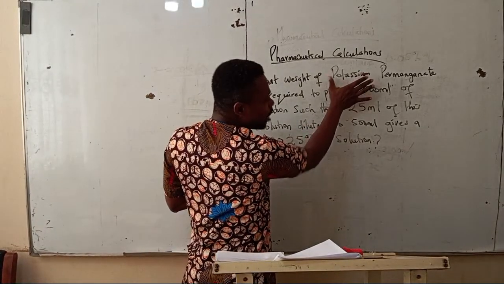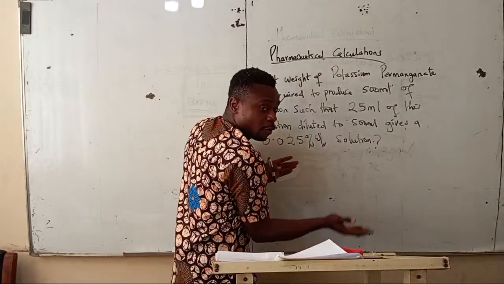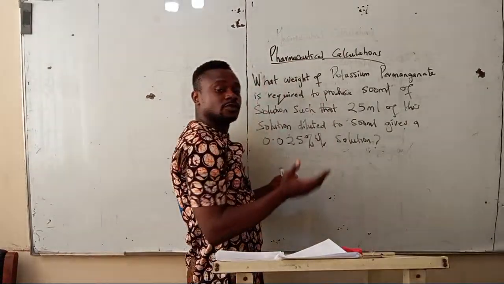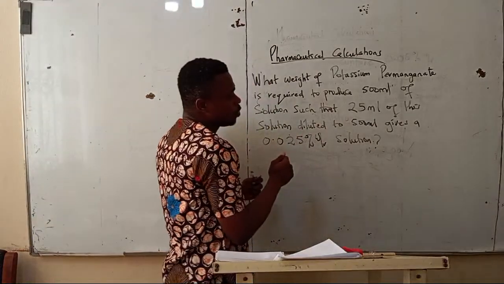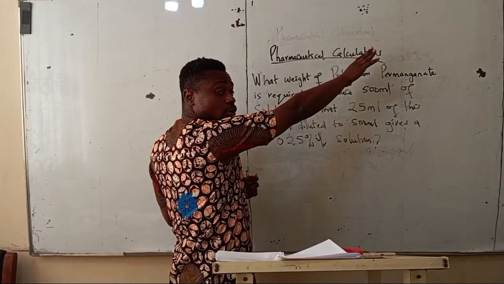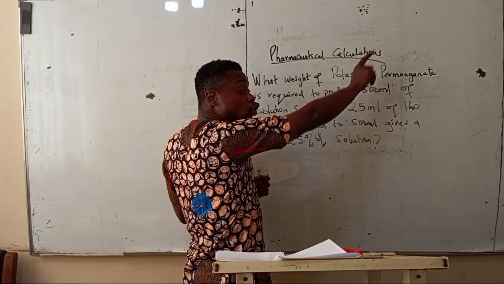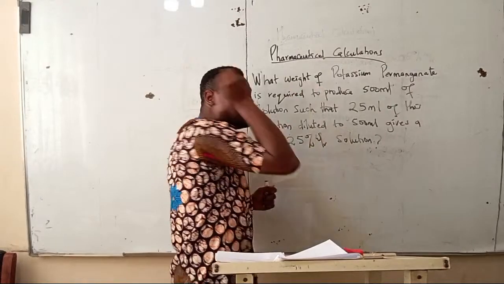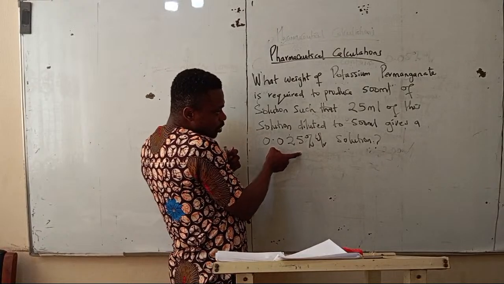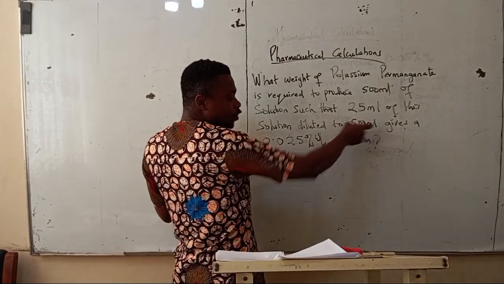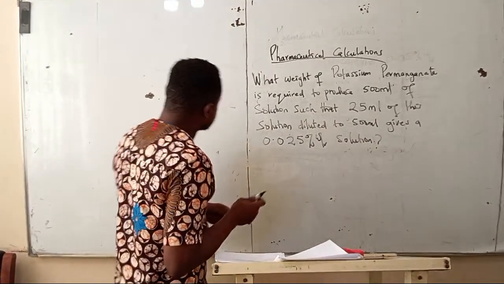So, since we are not given this weight of potassium permanganate, let's solve it from back, from the end to the beginning. We are told that the stock solution produced with this unknown weight of potassium permanganate, 25 ml of it was taken and diluted to produce this concentration and this volume.